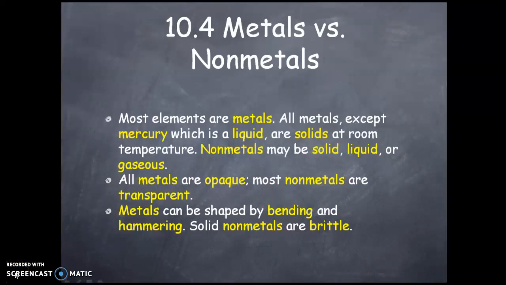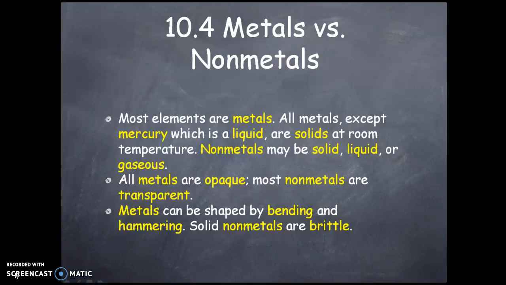Metals versus nonmetals. Most elements on the periodic table are metals. All metals except mercury are solids. So mercury is the only element which is liquid in physical form at room temperature. Non-metals could be in solid, liquid, or gas state. And all metals are opaque.